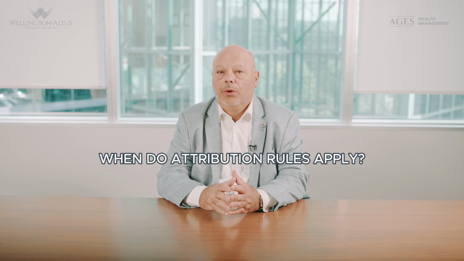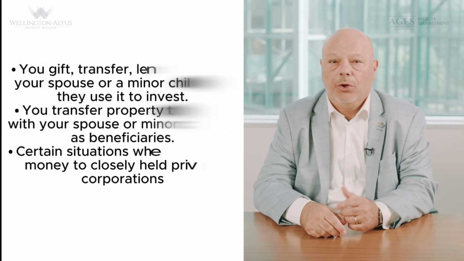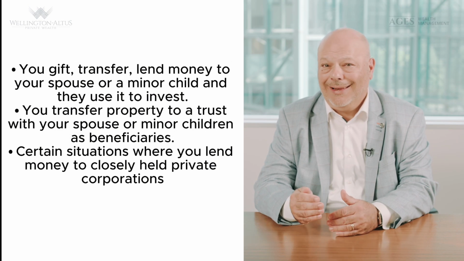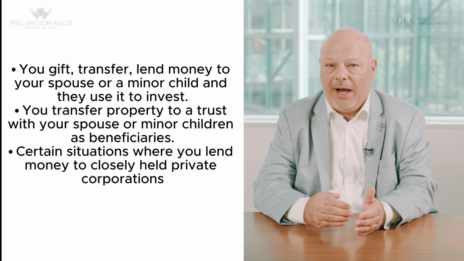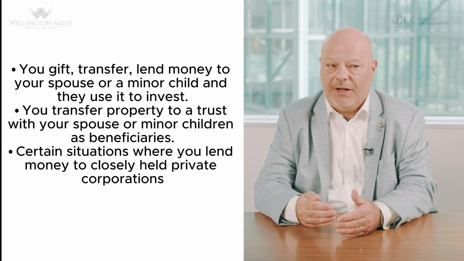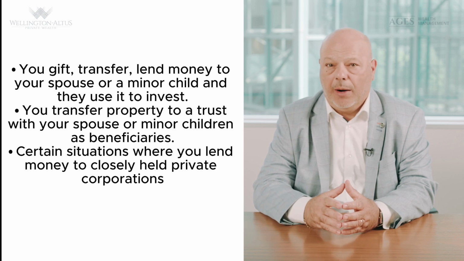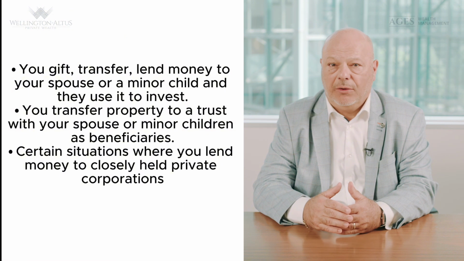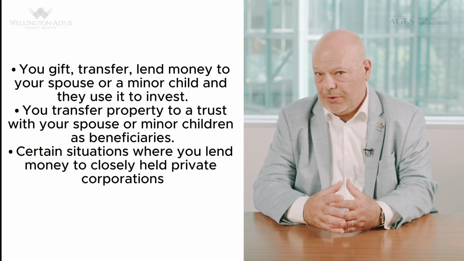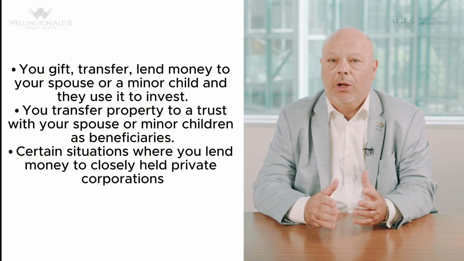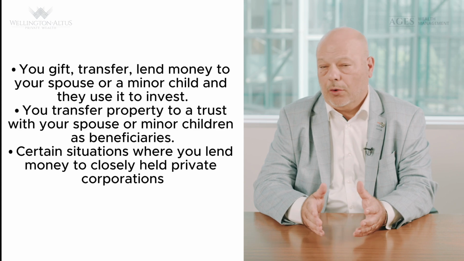Section 2. When do attribution rules apply? Attribution rules commonly kick in when you gift, transfer, or lend money to your spouse or a minor child and they use it to invest. You transfer property to a trust with your spouse or minor children as beneficiaries. Certain situations where you lend money to closely held private corporations.